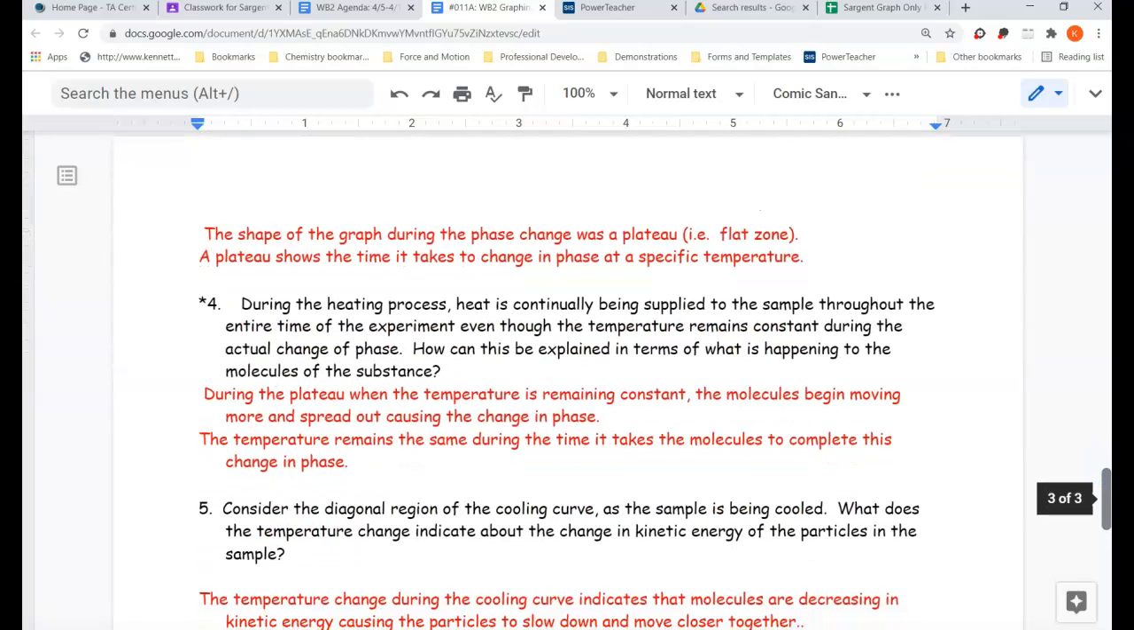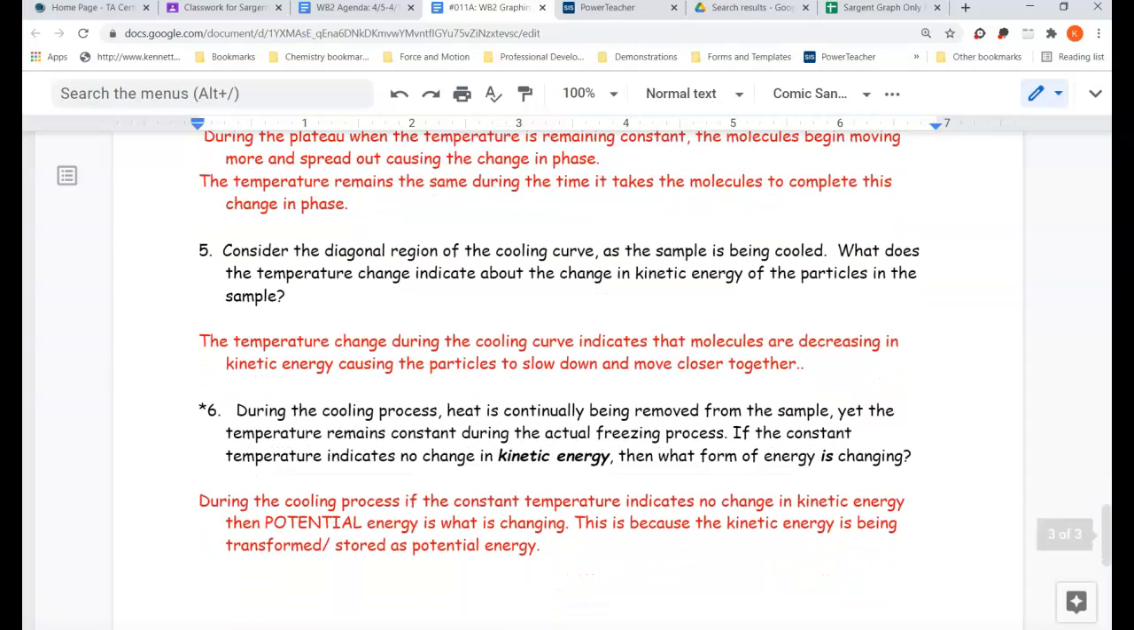So during the heating process, heat is continually being supplied to the sample throughout the experiment. Why does it remain constant? Explain in terms of what's happening to the molecules. Well, during that plateau, where our temperature is remaining constant, those molecules are starting to really move a lot more and spread out. That's what causes it to move from its solid to liquid phase. Okay, so I just said the same thing. It remains constant because that's the time it takes those molecules to complete their change in phase.